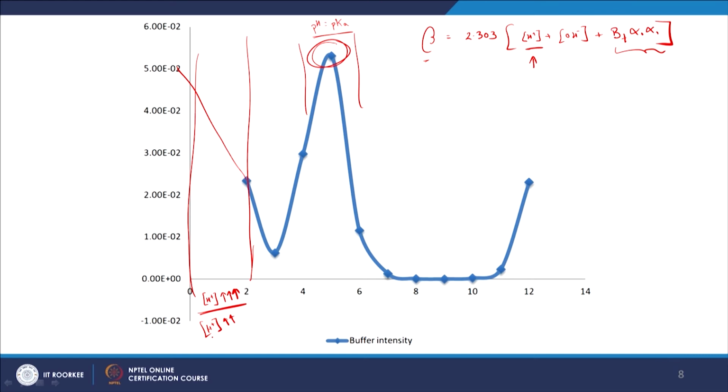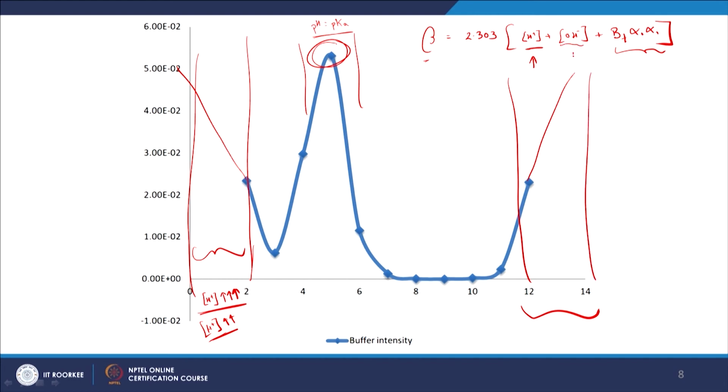So, that is why you see that the buffer intensity is relatively high in this region, in the extreme regions of 0 to 2 or so pH. And same case here between 12 to 14 or 11 to 14, let us say, again the buffer intensity is going to be high in this region. Why is that? That is because of this variable, because OH minus concentration is high in this particular region, right. The OH minus concentration is very high when the pH is between 12 to 14 or 11 to 14.